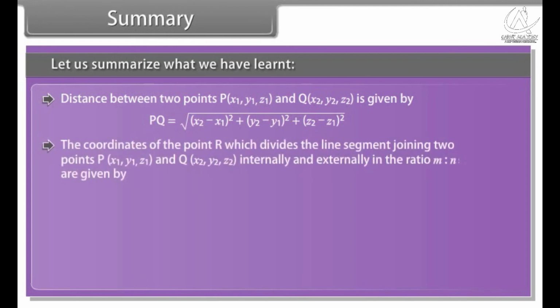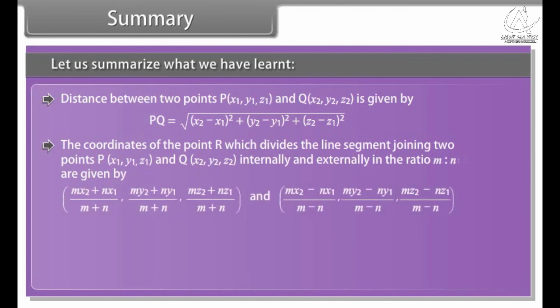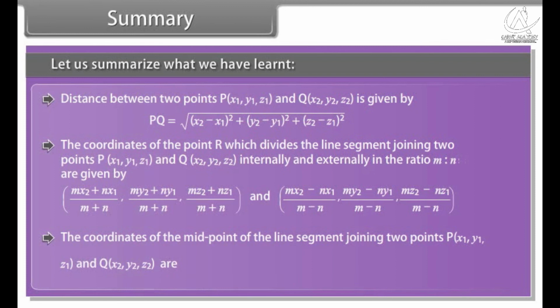The coordinates of the point R, which divides the line segment joining two points P(x1, y1, z1) and Q(x2, y2, z2) internally and externally in the ratio m:n are given by, and the coordinates of the midpoint of the line segment joining two points P(x1, y1, z1) and Q(x2, y2, z2) are.